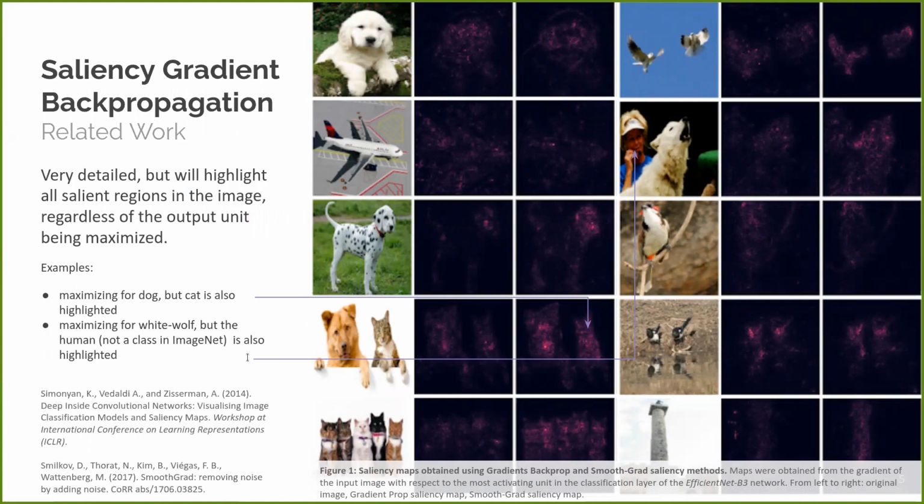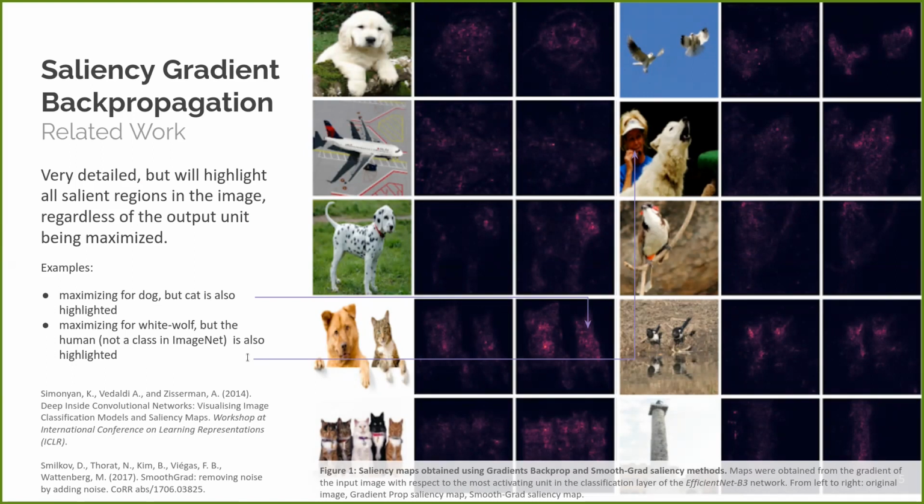So the first one, commonly referred to as the gradient backprop saliency method, consists of finding the gradient of an observed output unit of the network with respect to the input data. If the input is an image, we can represent the signal found as an explaining map, which highlights regions that contribute to the decision process of the model.